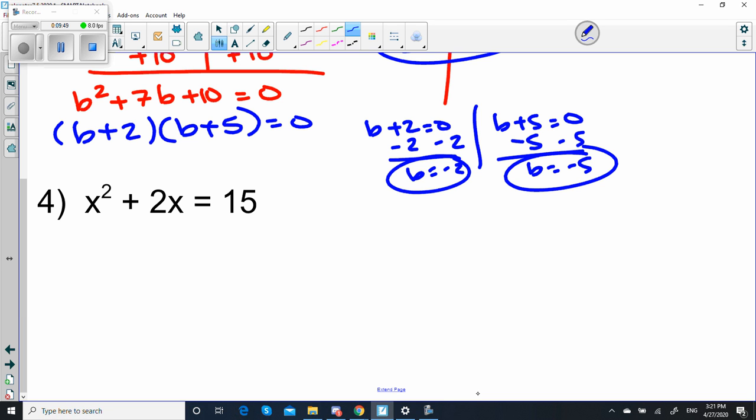I want you to press pause, and I want you to try number 4. There should be two answers. First, you're going to move the 15 over. Then you're going to factor it. And then you're going to solve it.